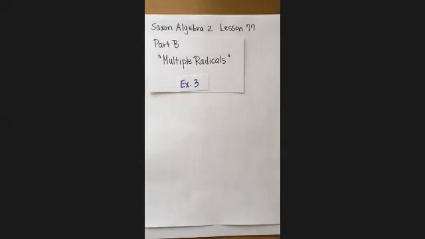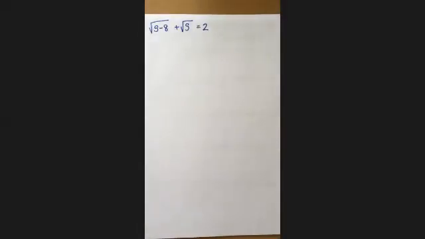Hello, students. This is Saxon Algebra 2, Lesson 77, Part B, Multiple Radicals. In this video, I will work through example 3. This is example 3: the square root of s minus 8 plus the square root of s equals 2.